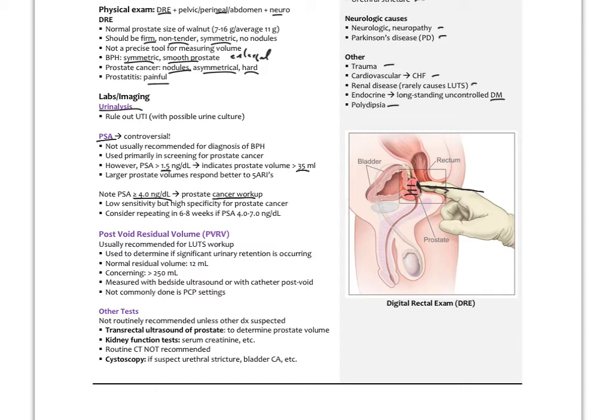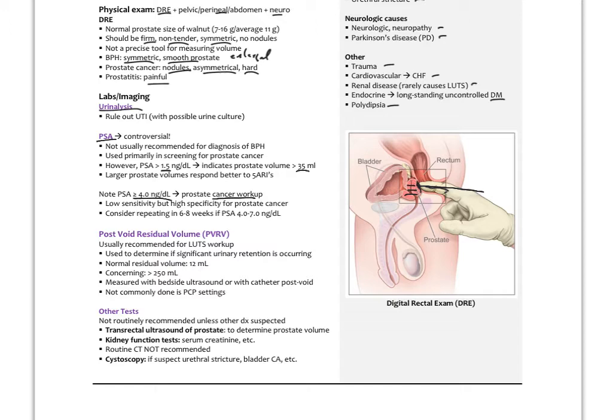The problem with PSA is it's very nonspecific. It's elevated for a number of reasons. Trauma, if a male, for example, rode their bike to the clinic that day and they got the PSA test, it could be elevated. It could be elevated because of prostatitis. It could be elevated because of a lot of these other issues. So it's very nonspecific. So we have to really think about other factors that might be raising it.